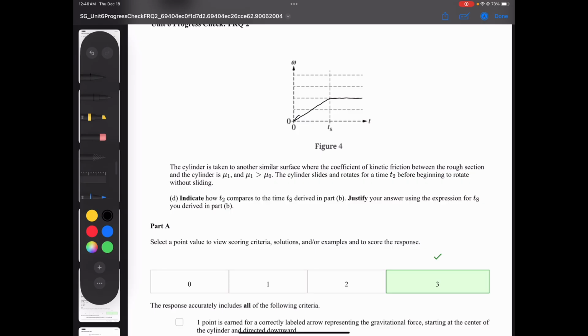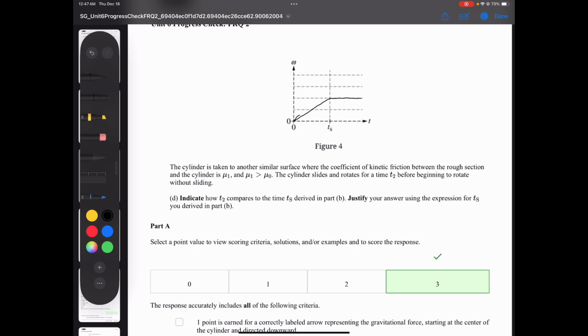If the force of friction is going to be larger, then the amount of time it takes to accelerate this cylinder, to give it an angular acceleration to reach its final rotational velocity, should be less. Basically I have more torque acting on the cylinder. If I have more friction, there's more torque acting on the cylinder, and it's going to take less time to get it up to speed in terms of rotation.